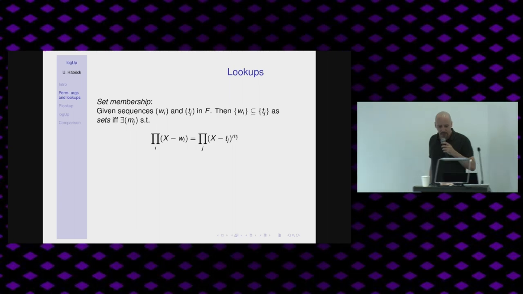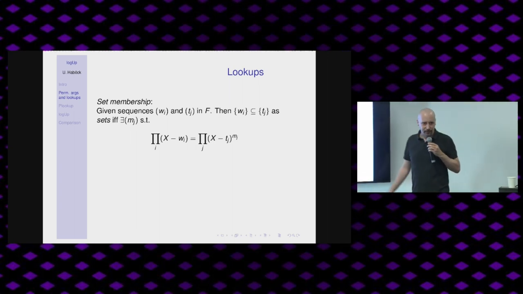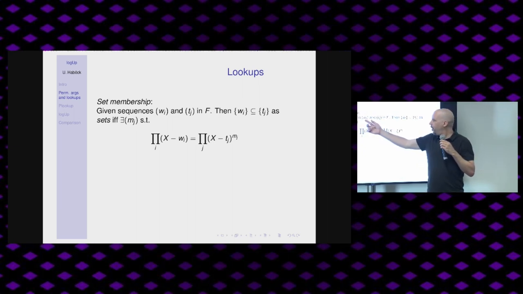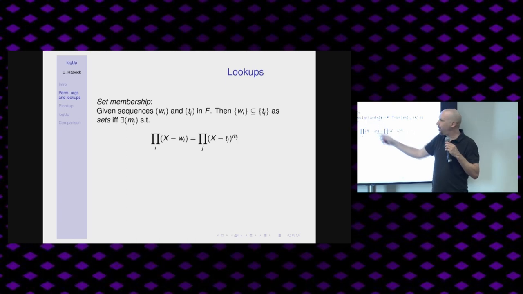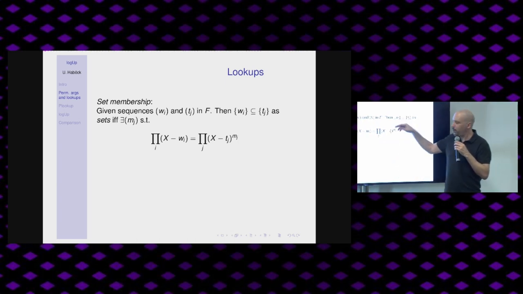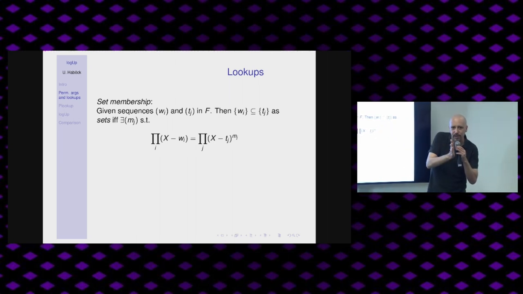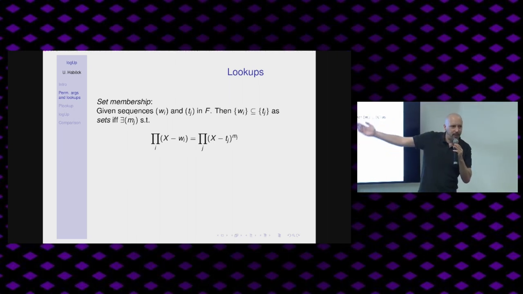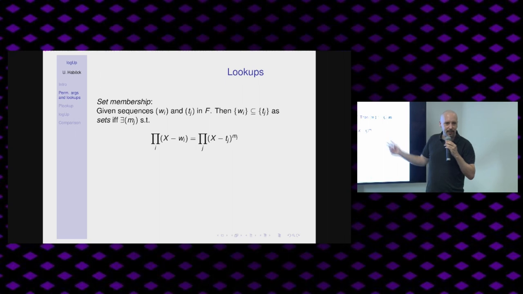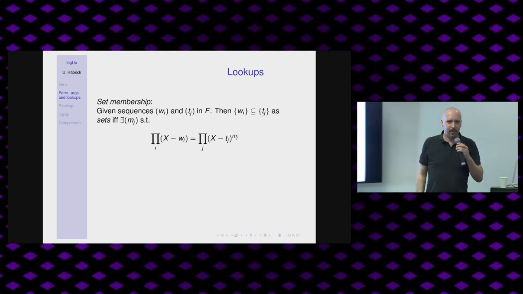Okay, lookups are a bit more subtle. Why that? We have two sequences, and now they're not necessarily of the same length. So witness sequence and table sequence, and you want to test what I call set membership. So you remove all the multiplicities, reduce them to multiplicity one, even if a value occurs 10 or 100 times, and you want to prove that the set of values of the one sequence is contained in the set of values covered by the table sequence.